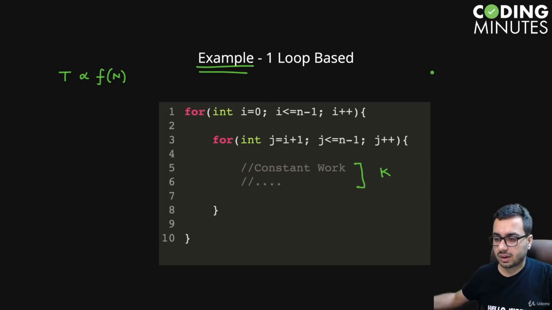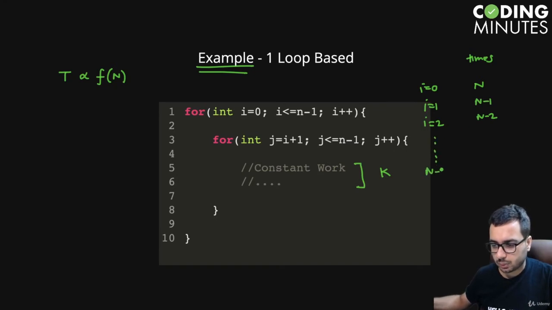So let us see what happens when the value of i is 0. How many times is the inner loop going to run? It is going to run from 1 to n minus 1, that is, it is going to run n times. When the value of i increments to 1, the inner loop is going to run n minus 1 times. When i is 2, it is going to run n minus 2 times. And when i is equal to n minus 1, this loop is going to run just one time, or it is going to just run 0 times.